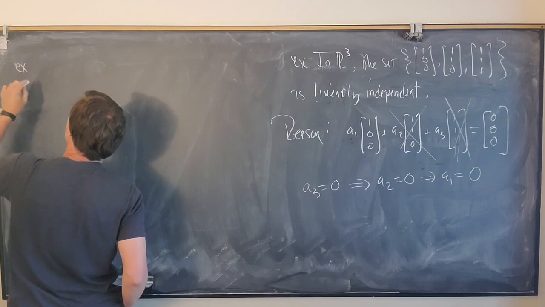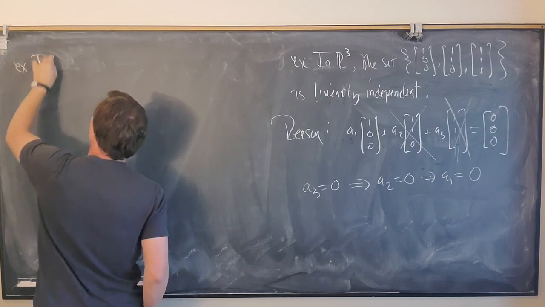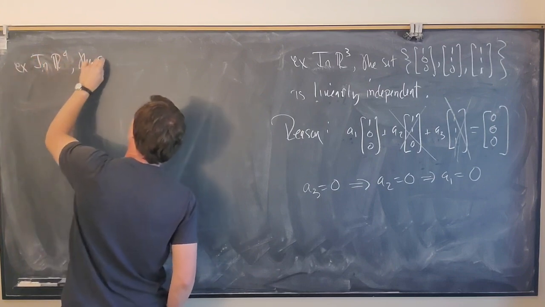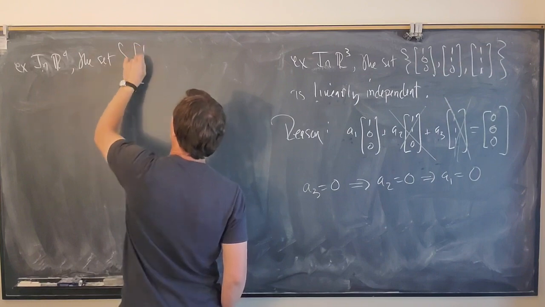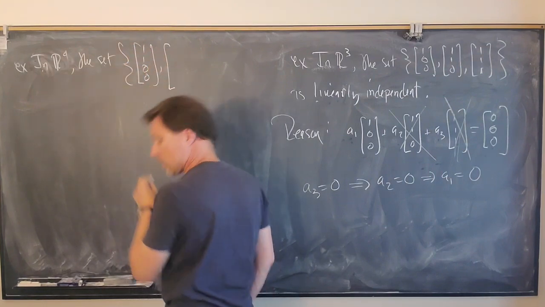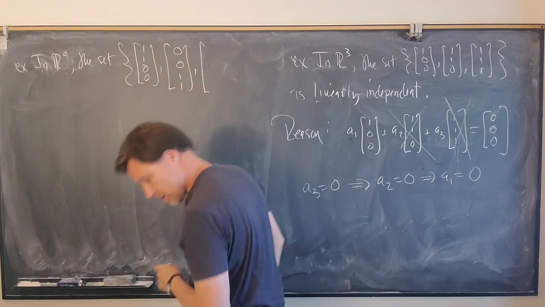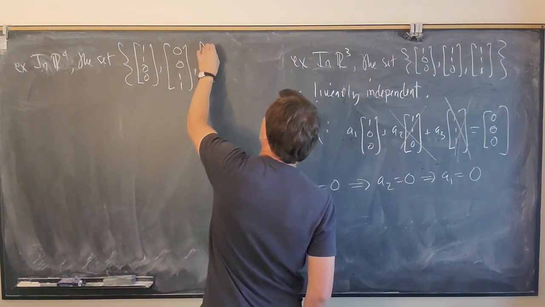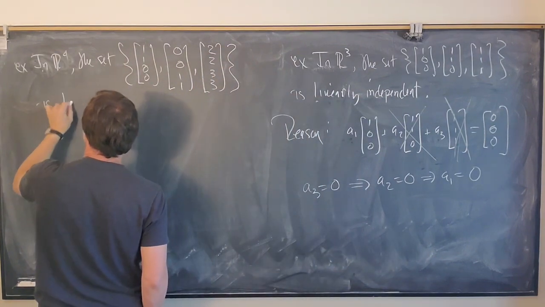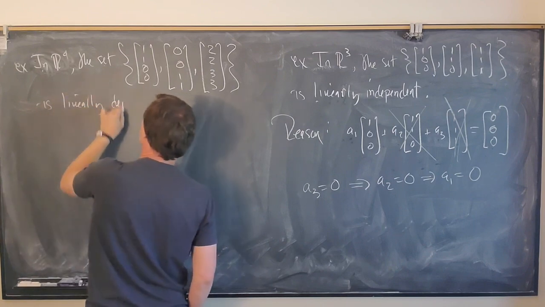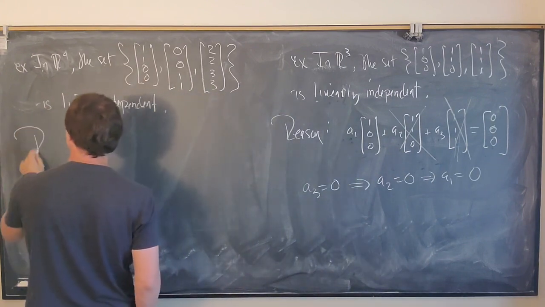Okay, so next example. The set, well, it's in R4, so in R4, the set of vectors, so now we're going to have (1, 1, 0, 0), (0, 0, 1, 1), and (2, 2, 3, 3) is linearly dependent. And so let's see why that's true. So, reason.